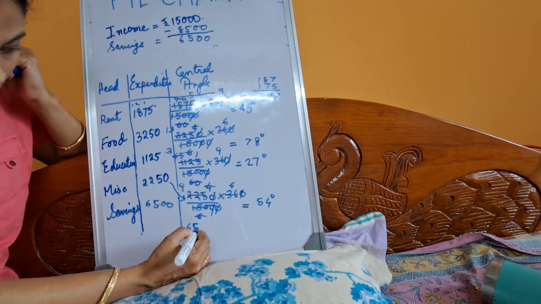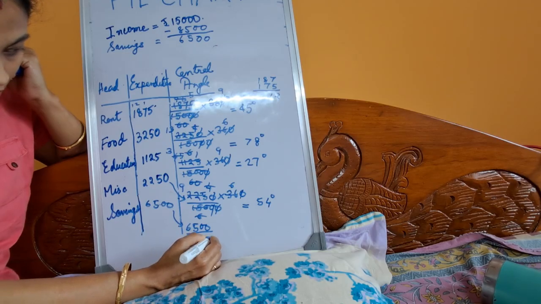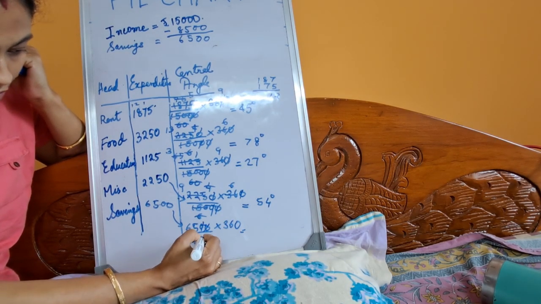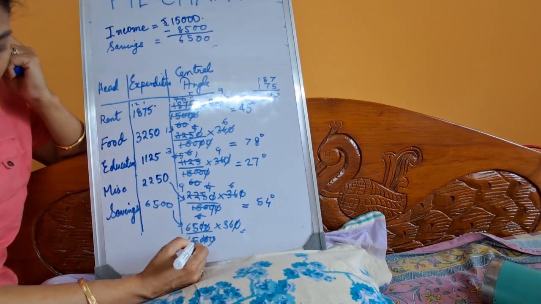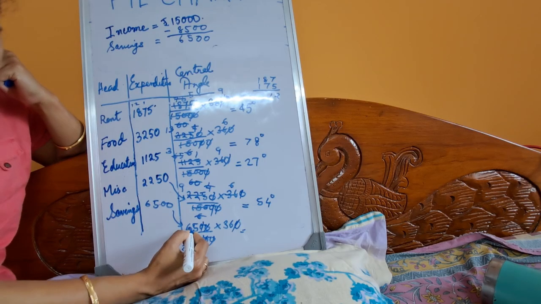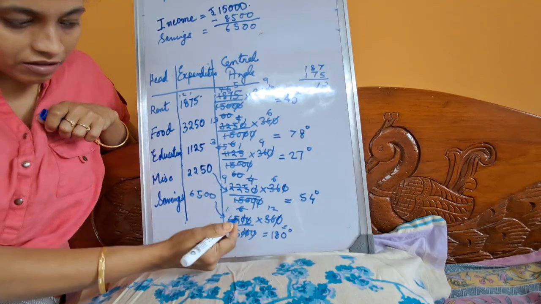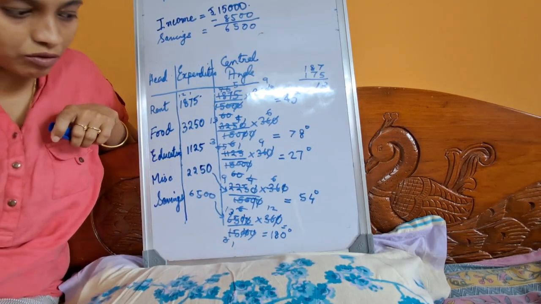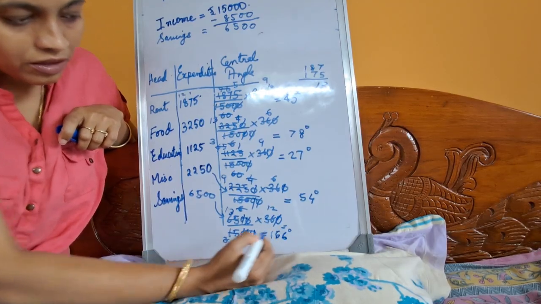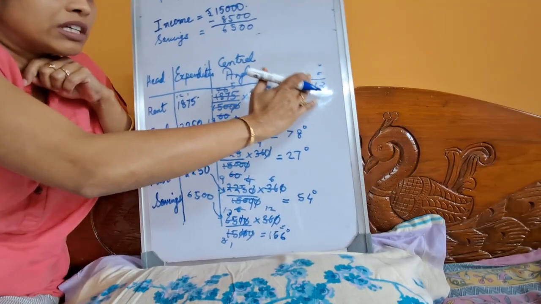And the last one, 6500 by 15,000 into 360. Cut the zeros, 15 and 65. So this goes 3 times, this goes 13. So 13 into 12 is 156 degree. So when you add all of them, you get 360 degree.